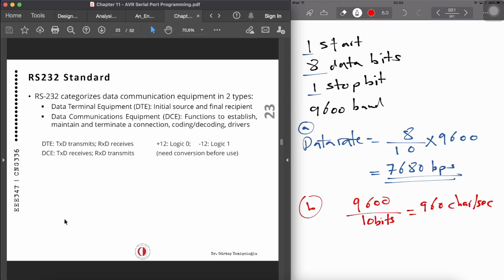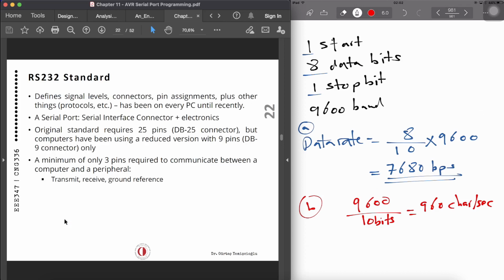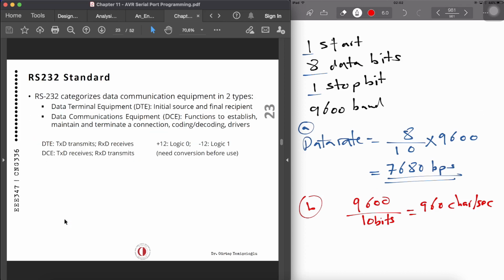So in the RS-232 standard, we also have data communication equipment in 2 types. Data terminal equipment, DTE, which is the initial source and the final recipient, and also data communication equipment, DCE, whose functions are to establish, maintain, and terminate a connection. So coding and decoding and drivers and so on.